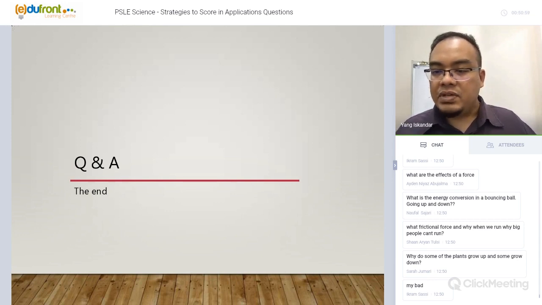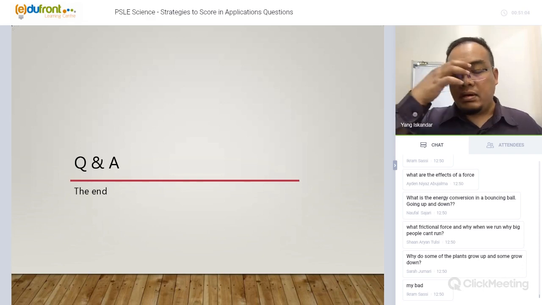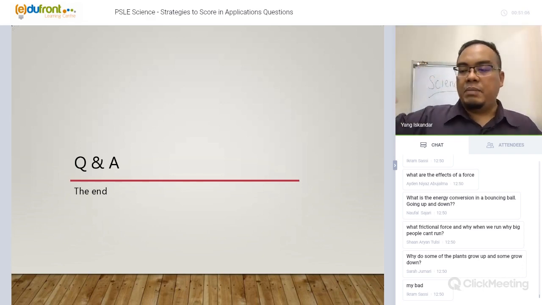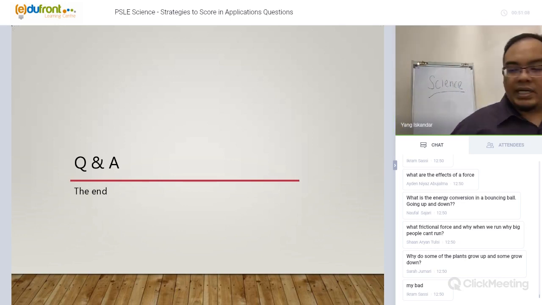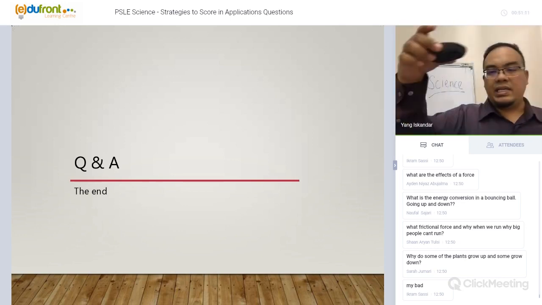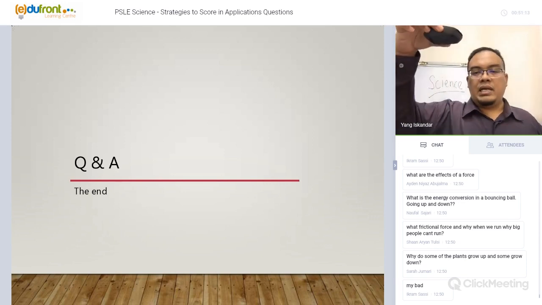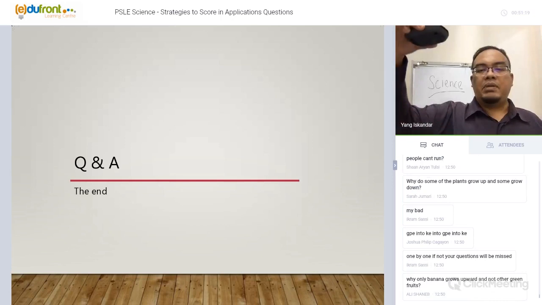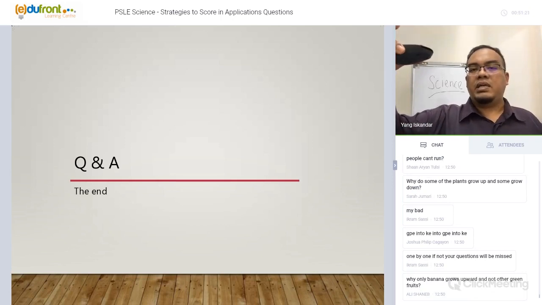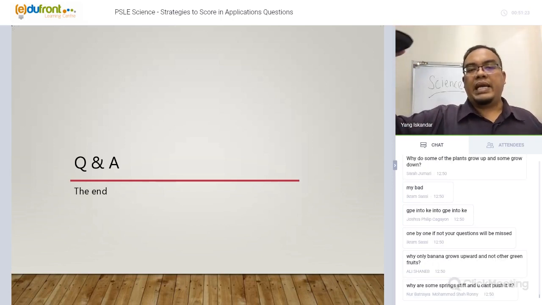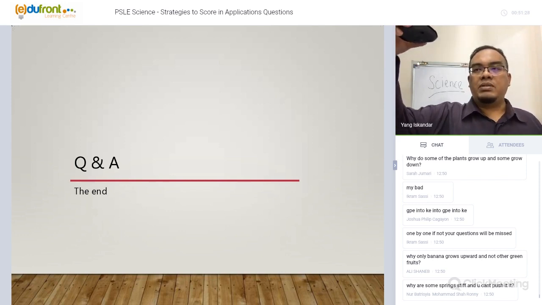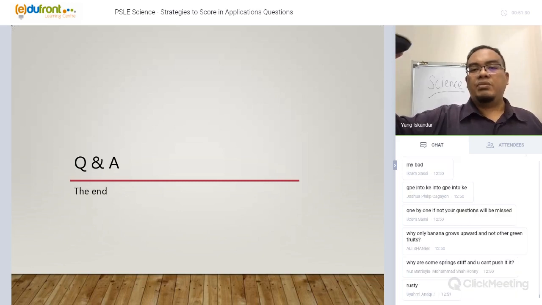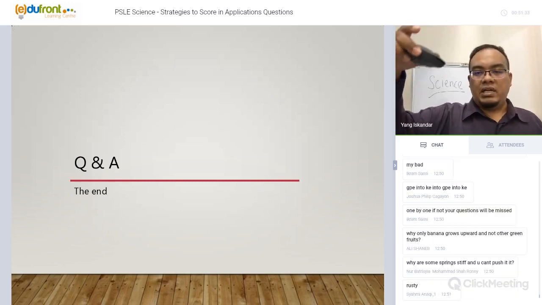What is the energy conversion in a ball bouncing, going up and down? Let's say I take an object, and this is a ball. The ball goes up and then down, bouncing. When the ball is at a certain height, remember that gravitational potential energy exists when an object is at a height. So when the ball is going down, the gravitational potential energy will be converted into kinetic energy.